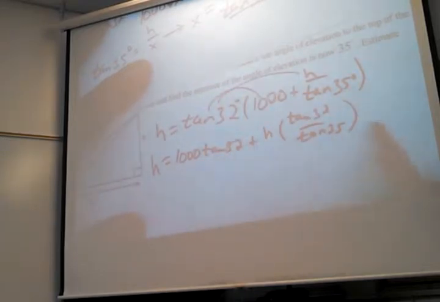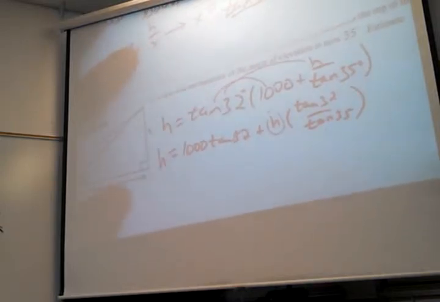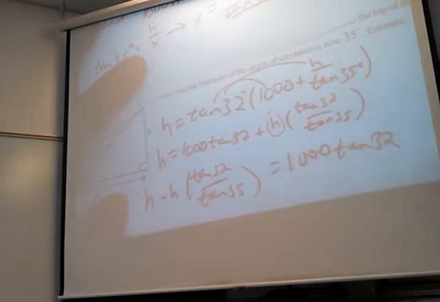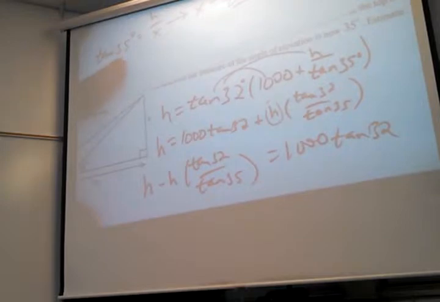I just want to write this a little more like an H out here by itself. So to solve for H, what's the next step? I'd say subtract H. Get all my H stuff together, because then I can GCF that out. So I get H minus H tangent 32 over tangent 35 equals 1,000 tangent 32. I can factor an H out, divide by the mess I don't want.